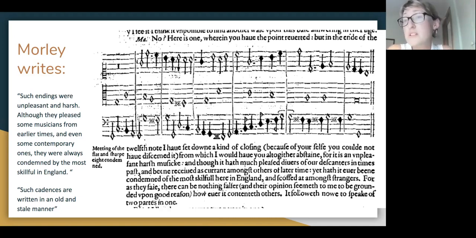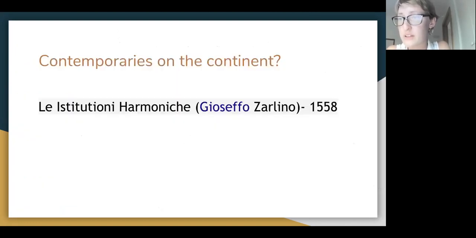Or perhaps he was criticising his colleague and friend Byrd in this small section of the treatise. I don't know. But Ave Verum Corpus, for example, was written in 1605-ish. So that was after this treatise was written. And that has those amazing false relations at the end. So yeah, I don't really know what the answer is there.